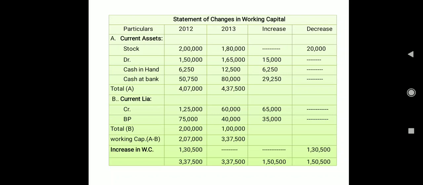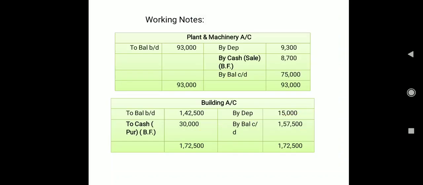So how much increase? 1,30,500. How? 3,37,500 minus 2,07,000, the balancing figure we get is 1,30,500. That is our increase in working capital, and I am closing the year column. Now moving towards the increase and decrease columns. If we make the total of the increase column, we get a total of 1,50,500, and then in the decrease column we get the balancing figure of 1,30,500, that is again the increase in working capital. So I hope this is clear. Now moving to the next.